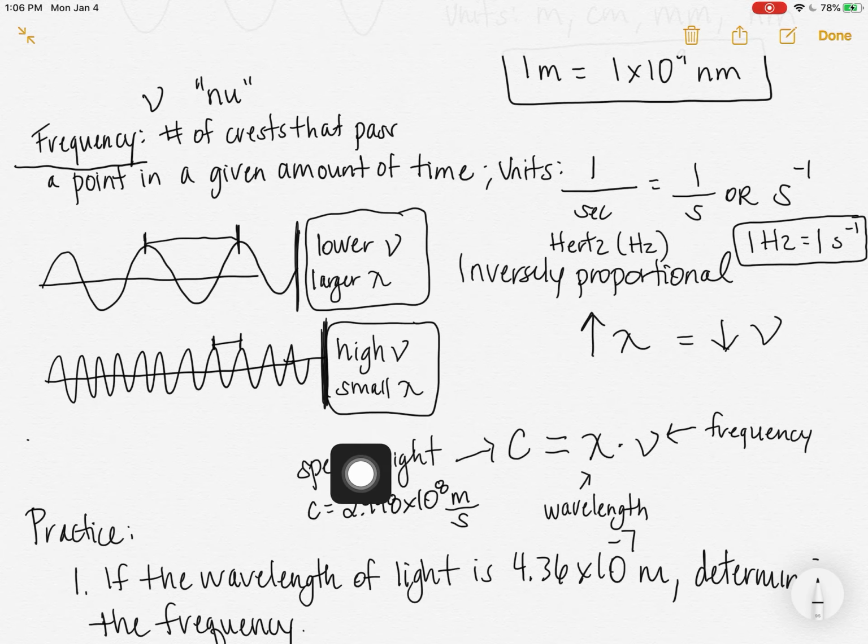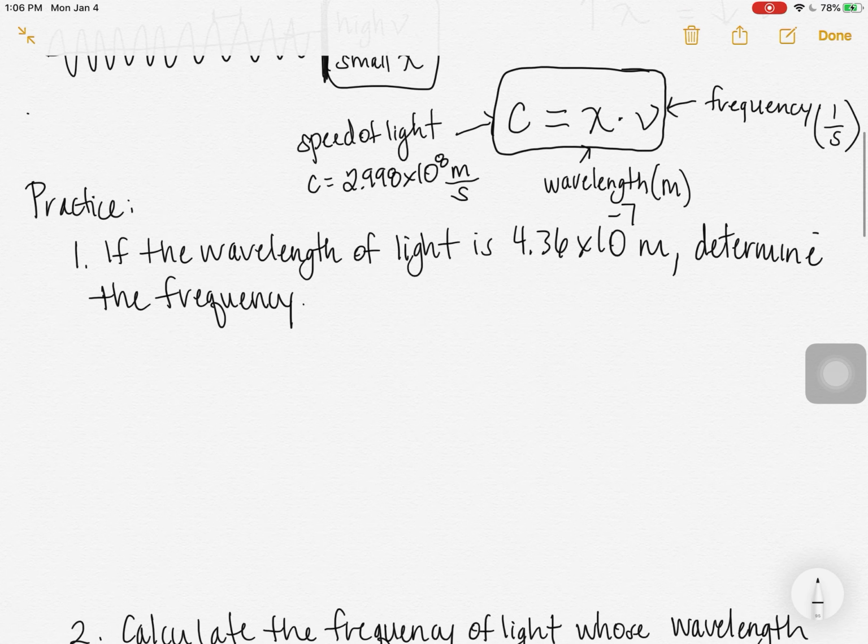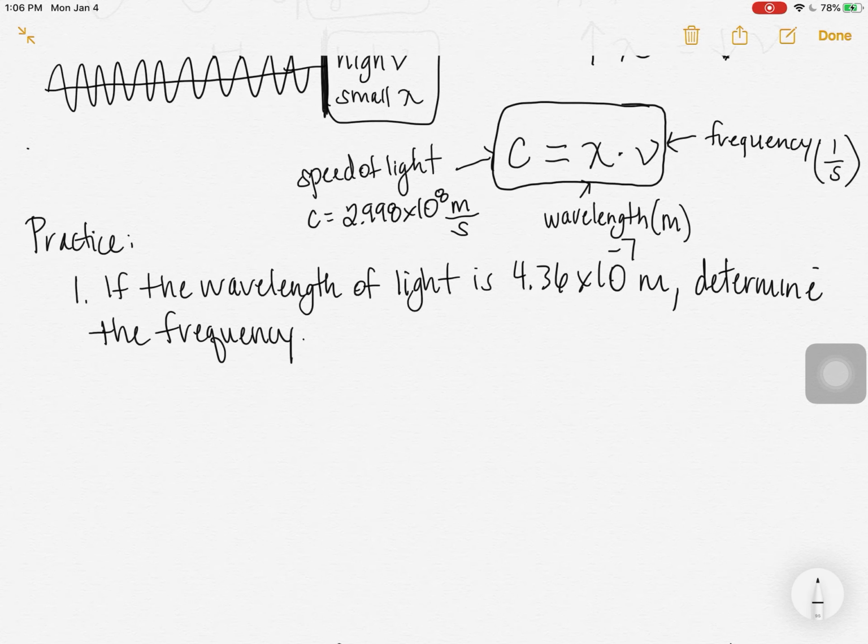Now, something to keep in mind, if the speed of light is in meters per second, then your wavelength, when you put it into this formula, has to be in meters, and your frequency has to be in 1 over seconds, or seconds to the negative first. Okay, so this is our formula for this part. Sorry that I shoved it in there. So now we're going to see how we can use that formula. Okay, so we'll do a couple practice.